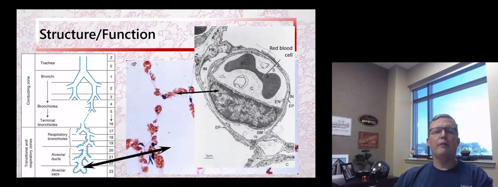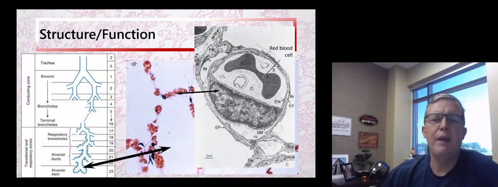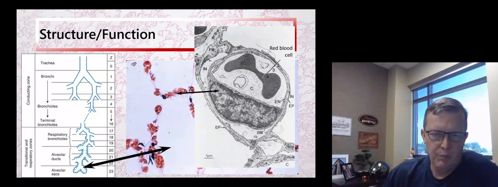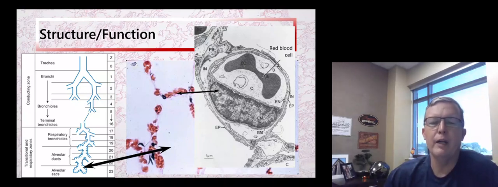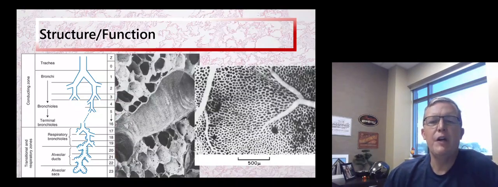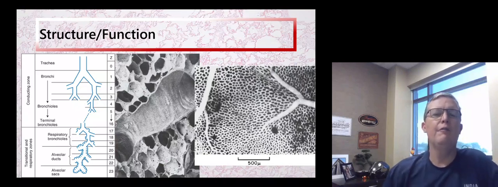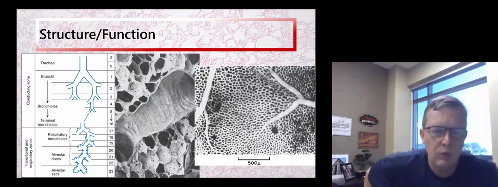This image is an electron micrograph image that shows you a red blood cell, and the white space around this red blood cell is alveolar spaces adjacent to either side. So if we took this portion where the arrow is pointing and magnified it under an electron microscope, we would see these structures. This is another image of those structures.